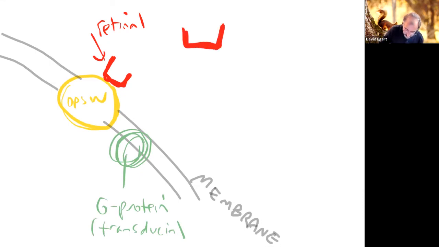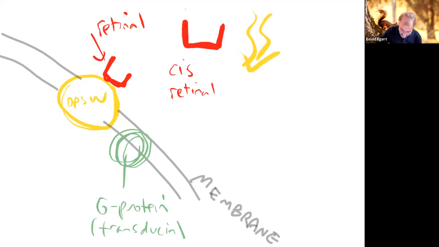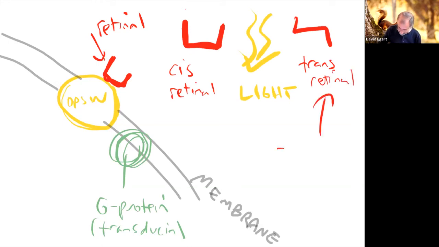So if you remember chemistry, if something is bent so two sides of the molecule are in the same direction, it's called cis. This would be cis-retinal. When light energy comes in and it gets absorbed, it turns into trans-retinal. And trans-retinal detaches from the opsin and activates it.